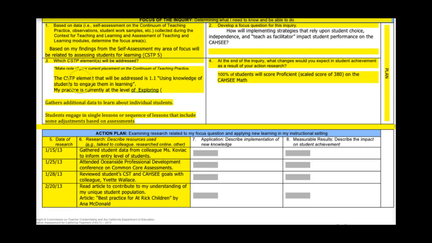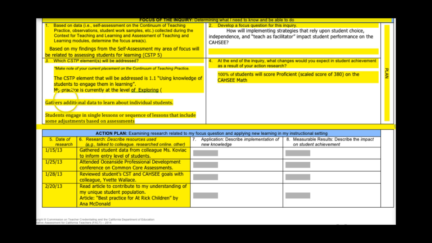Number 3 goes back to, which specific elements will your question focus upon? So up here in 1, the teacher may have a number of different focus areas, but now they're going to narrow it down to a very specific question, which narrows it down to a specific CSTP. Notice it says, make note of your current placement on the continuum of teaching practice. So this person has written a specific CSTP that will be addressed. Her current practice is at the level of exploring.